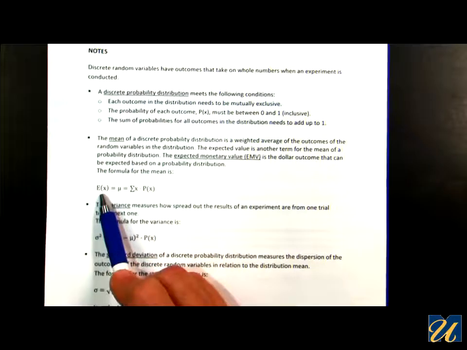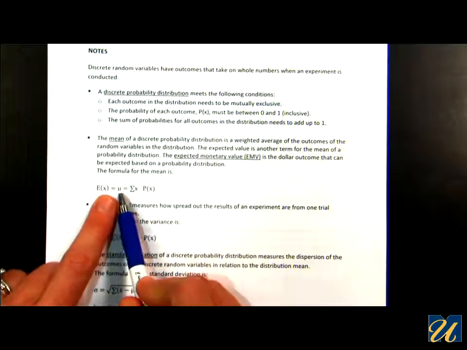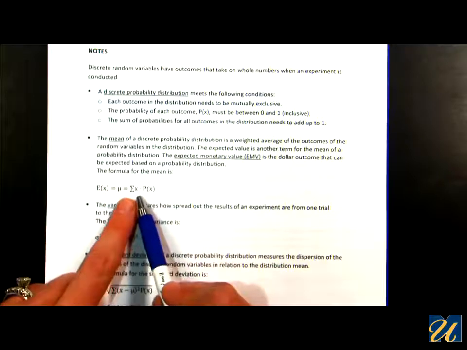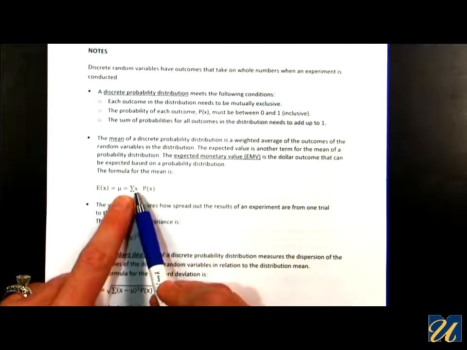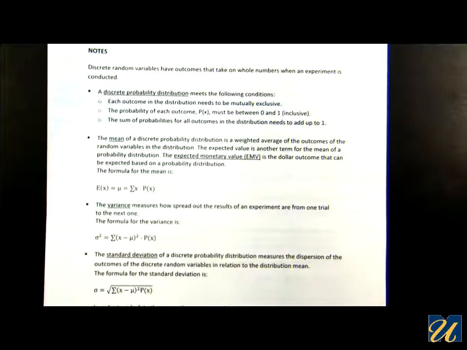To calculate the expected value, otherwise called average or mean, for a discrete probability distribution, we have to take the sum of the product of x times p of x. So you will take the probability of each outcome and multiply it with the outcome, and then at the end, you will add them all up.